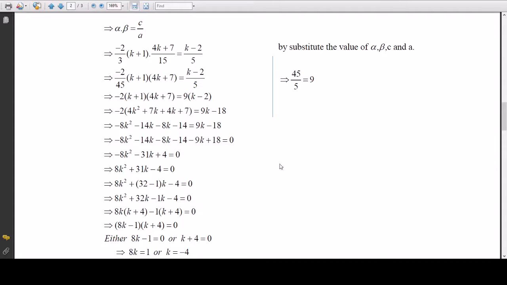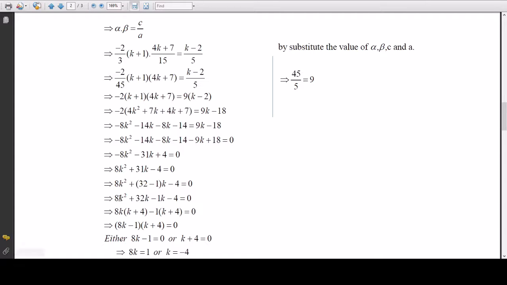8 multiply 4 is 32, factors of 32 are 32 multiply 1. 32 multiply 1 is 32, isn't it? But 32 minus 1 is how much? 32 minus 1 is 31. Therefore, this 31 will split as 32 minus 1. Now multiplying, you will have 32k minus 1k. 1k is k itself, isn't it?